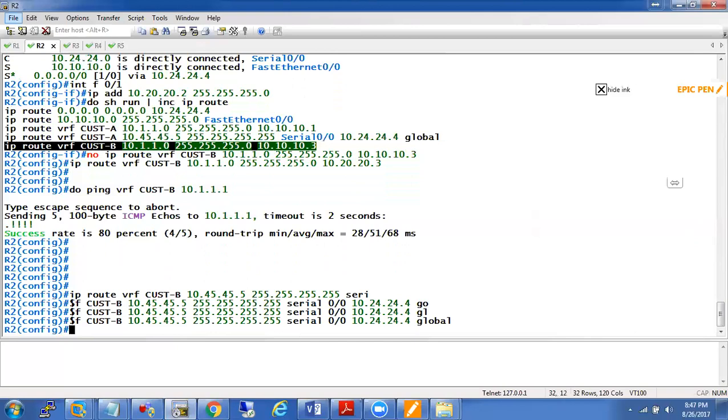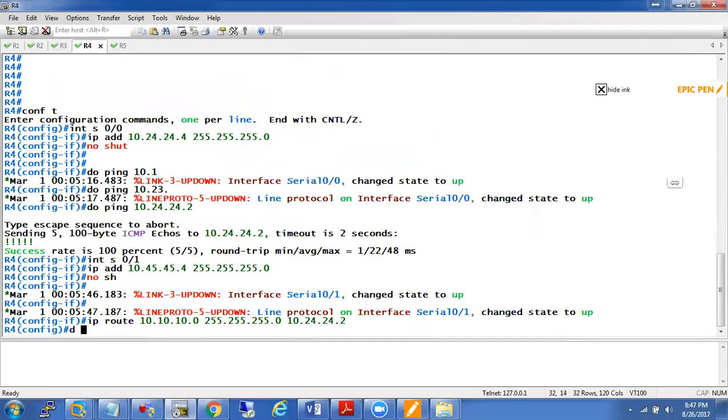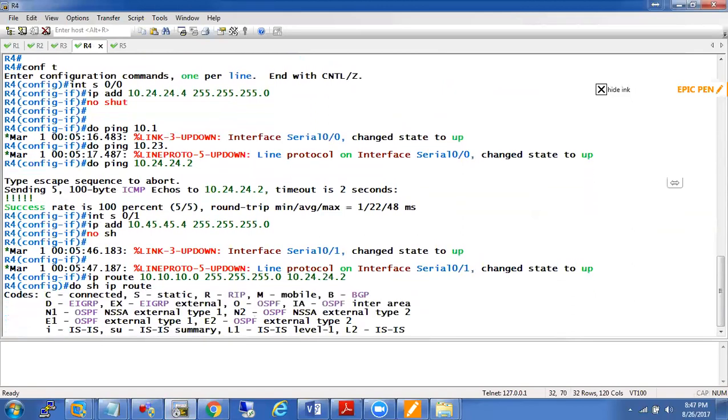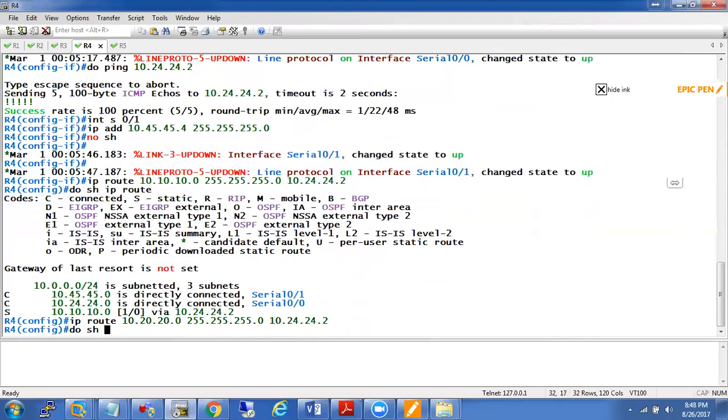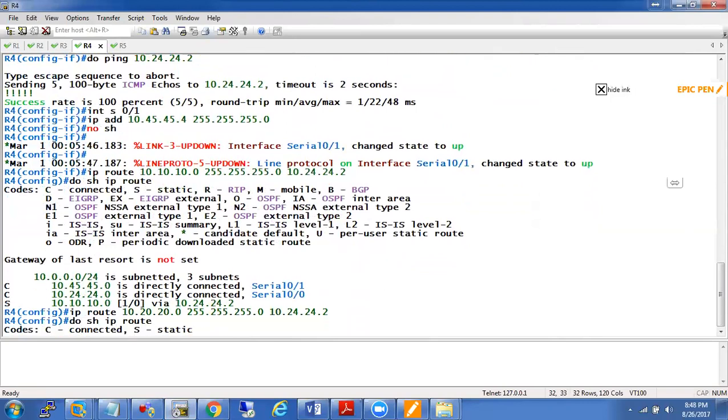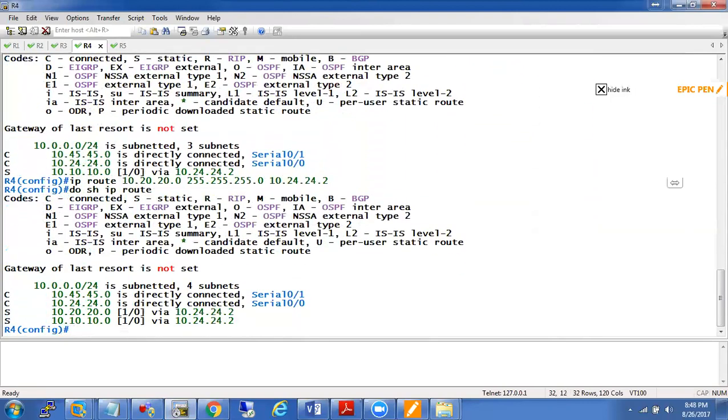R4 will send it to 10.45.45.5. It's directly connected. He'll try to come back to 10.20. Does R4 know about 10.20? IP route 10.20.20.0, 10.24.24.2. So R4 will throw the packet towards R2. Now what do I need to do on R2?